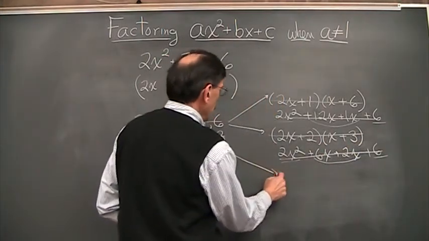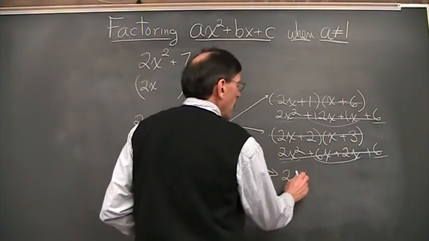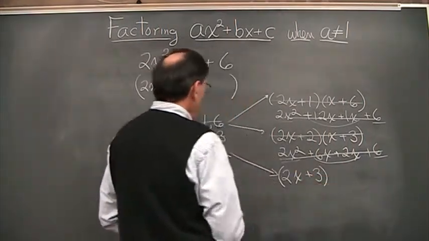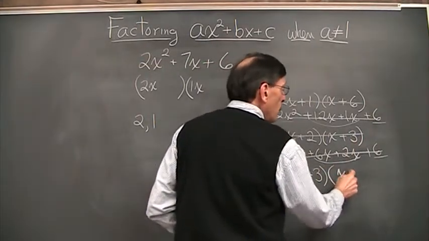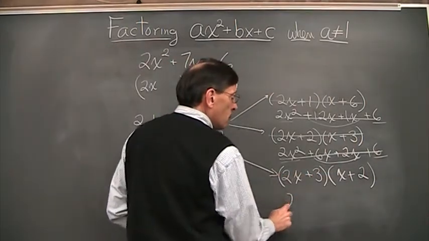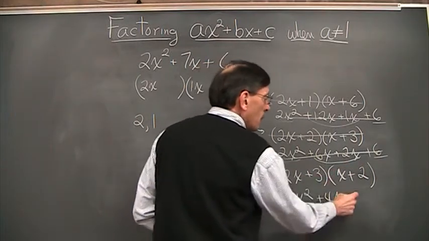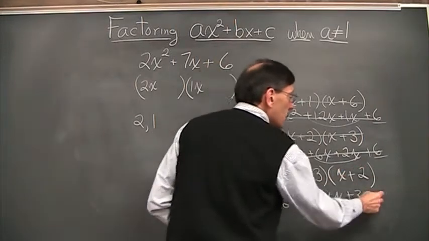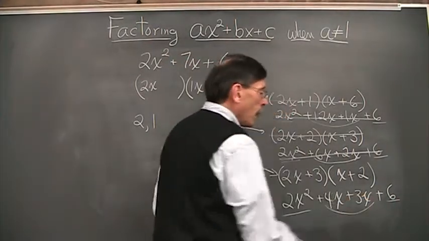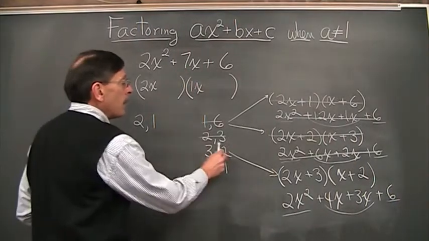Let's check our next pair. We have 3 and 2. So I have 2x plus 3. And we have x plus 2. And we run through FOIL once again. 2x times x is 2x squared. 2 times 2 gives me 4x. 3 times x is 3x. 3 times 2 is 6. And the 2x squared and the 6 are fine. How about the middle term? 4x plus 3x gives me the 7x I'm looking for, and I have my pair of numbers, 3 and 2.